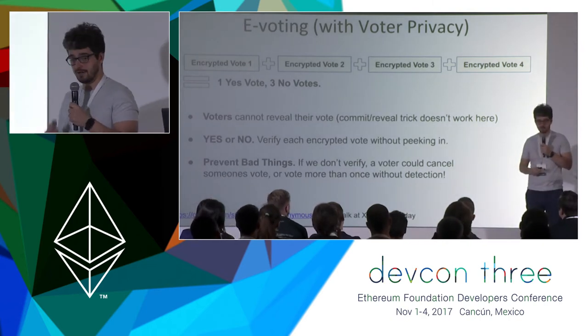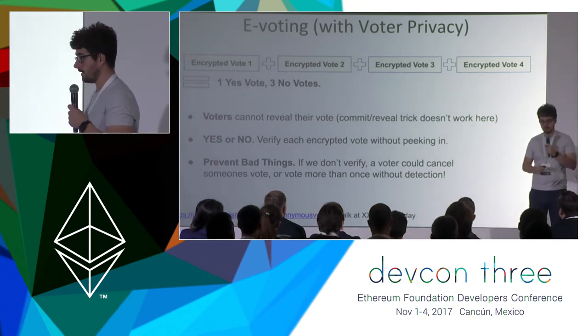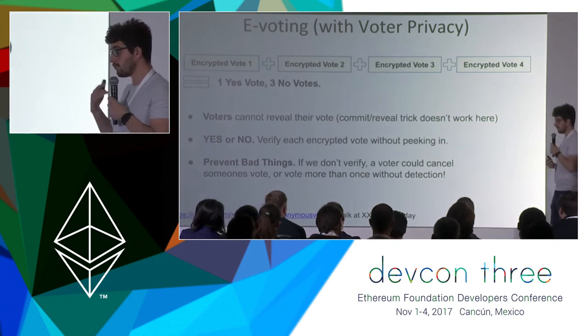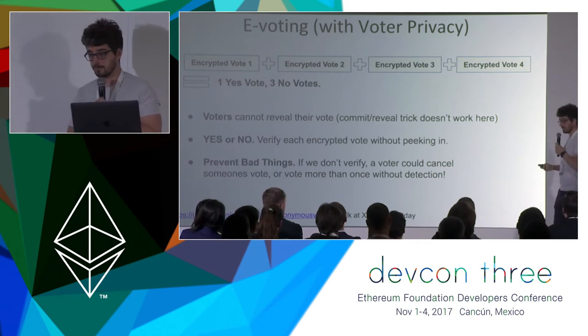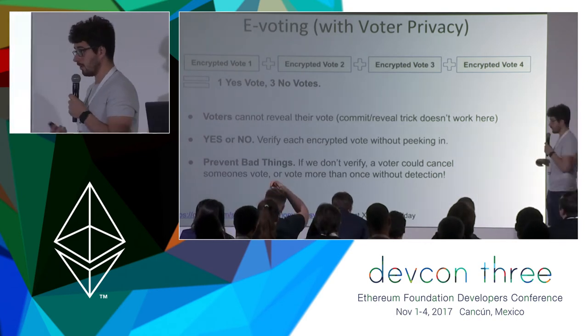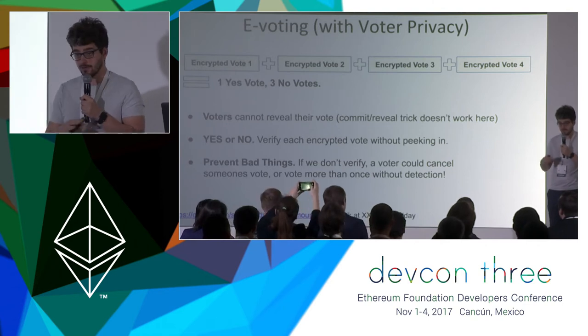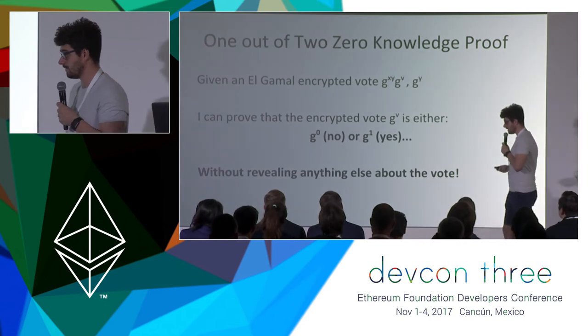We also need to be confident that every encrypted vote is either yes or no. If we don't have that guarantee, then an attacker could create an encrypted vote in such a way that they change somebody else's vote, they cancel somebody else's vote, or they just vote multiple times. Because remember, these are encrypted votes, and under the hood it's all mathematics. They're doing addition, subtraction, multiplication, et cetera.